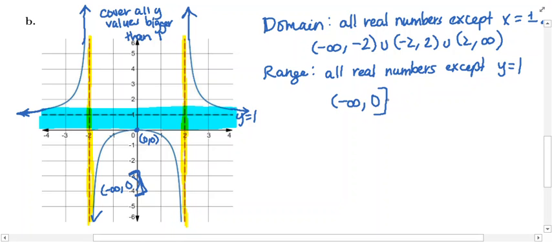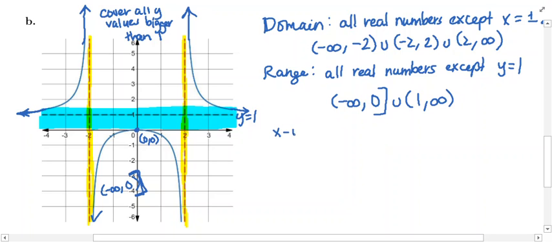So we have a gap in our y values. We leave off at y equals 0, and then we pick up again after the horizontal asymptote. The leftmost piece and the rightmost piece are going to cover y values strictly bigger than 1. So this is what the range is for this particular curve. The next thing we need to do is write down intercepts.